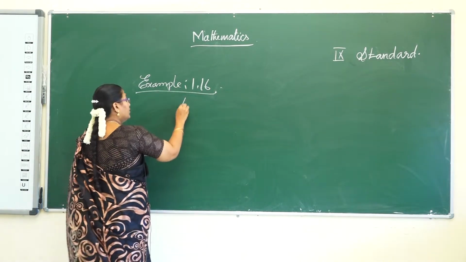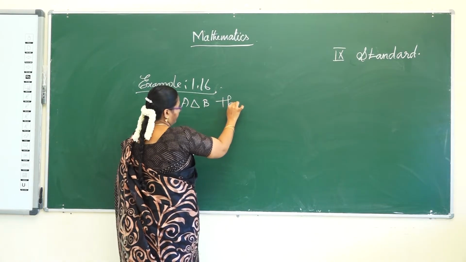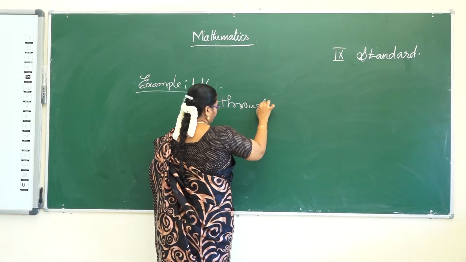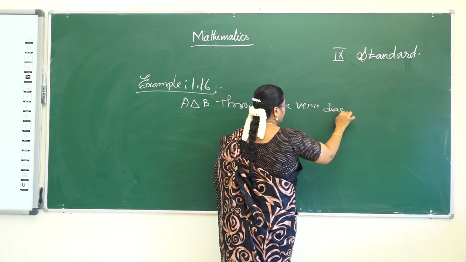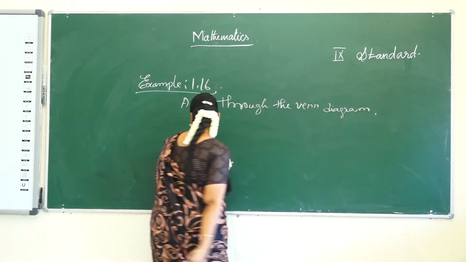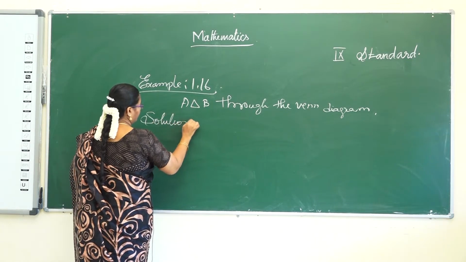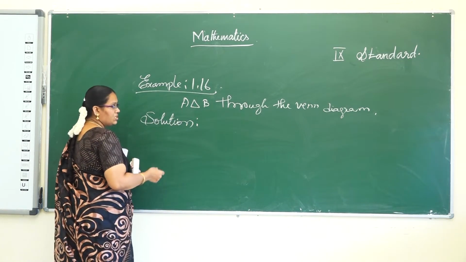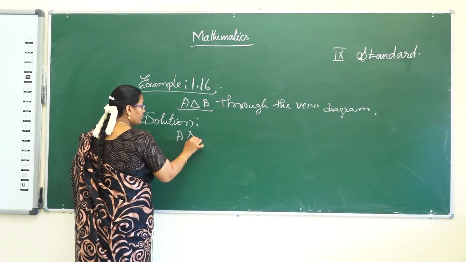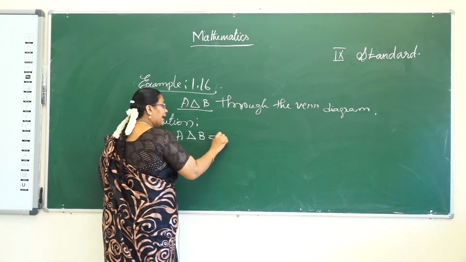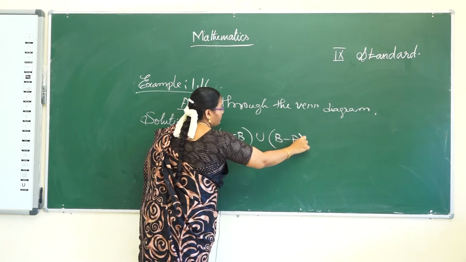Represent A symmetric difference B through the Venn diagram. Okay, solution. So what is the formula for A symmetric difference of B? A symmetric difference of B is equal to A difference B union B difference A.